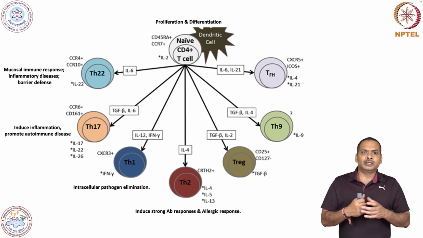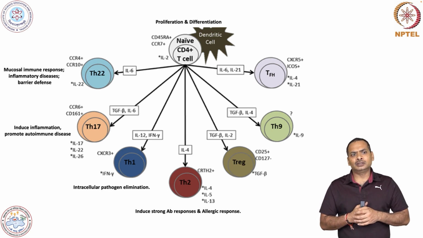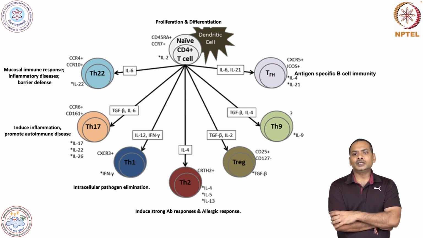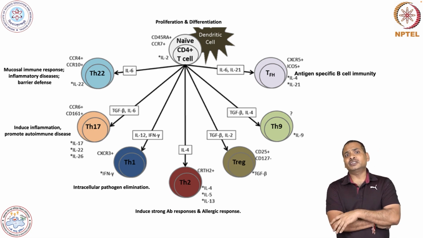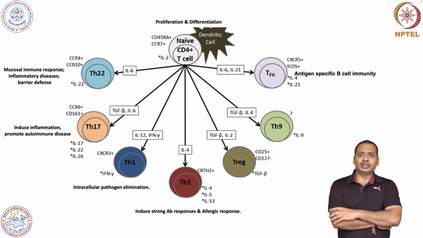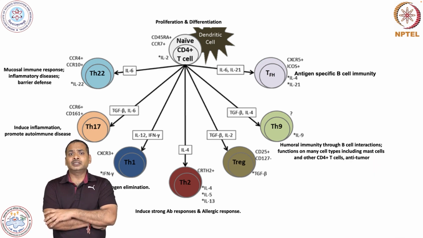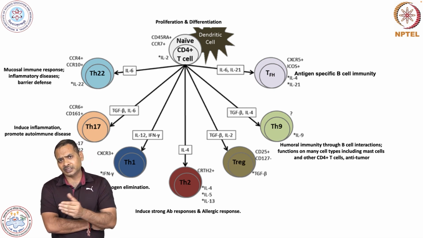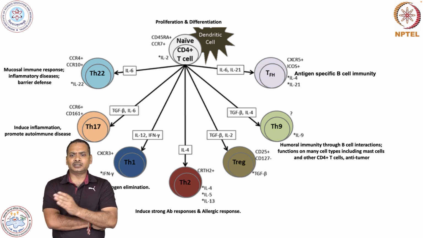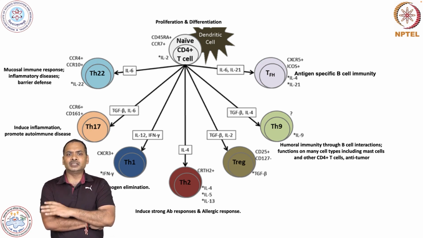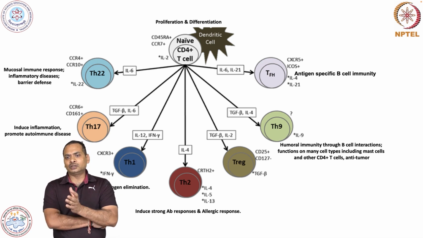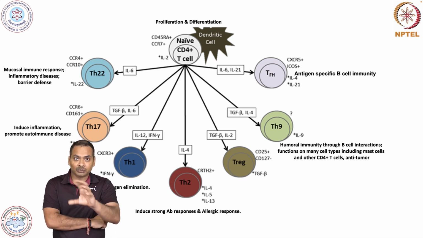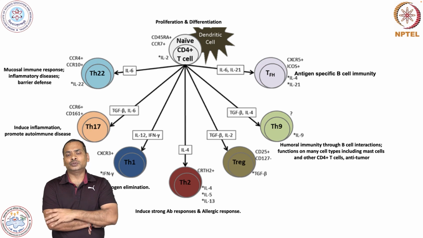inflammatory diseases, and barrier defense. There are TFH cells, which play an important role in antigen specific B cell immunity. Th9 cells play an important role in some aspects of tumor; basically they are anti-tumor in nature. Besides this, they promote humoral immunity through B cell interaction, and function on many cell types including mast cells. So they modulate the mast cell and other CD4 positive T cells.